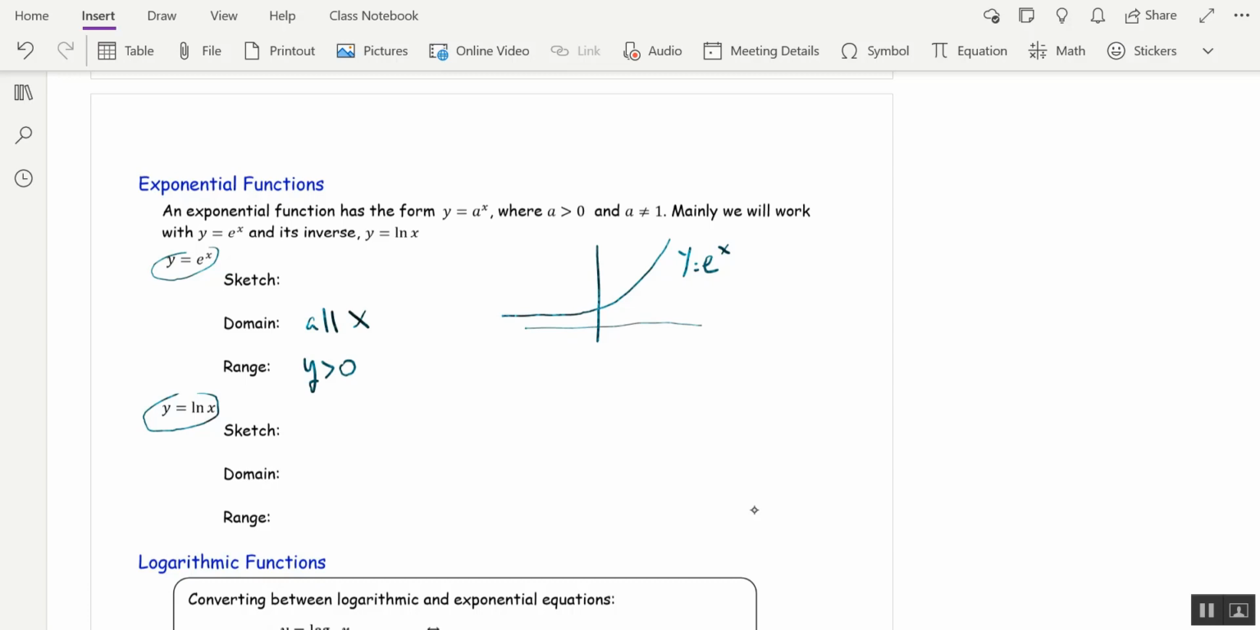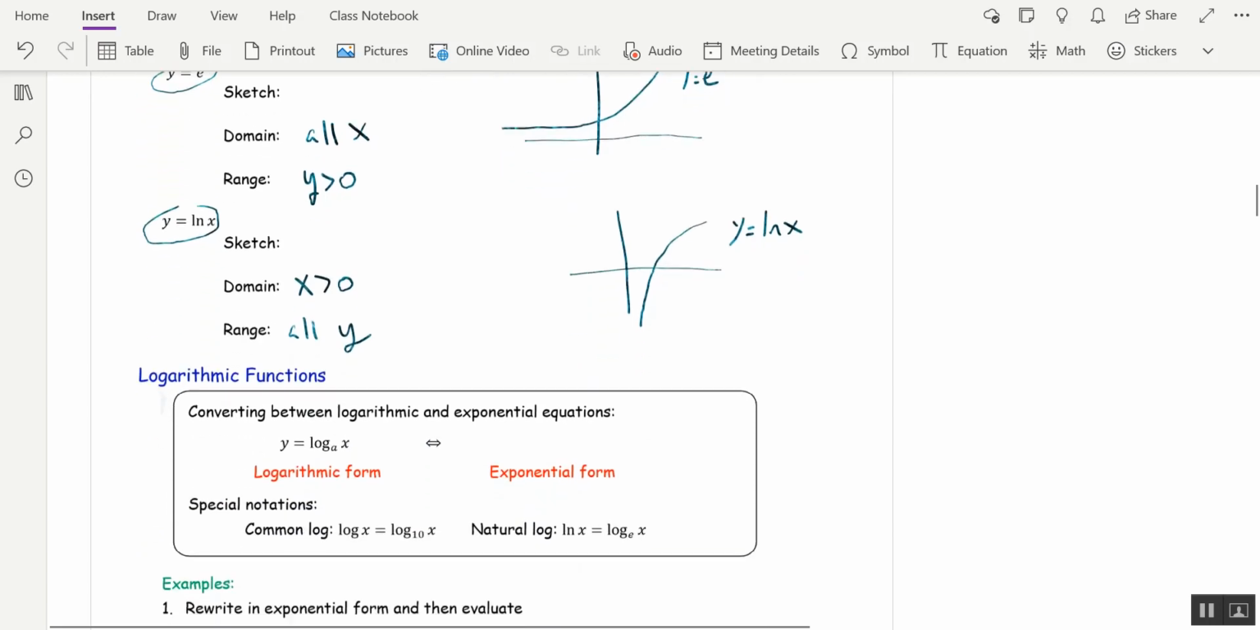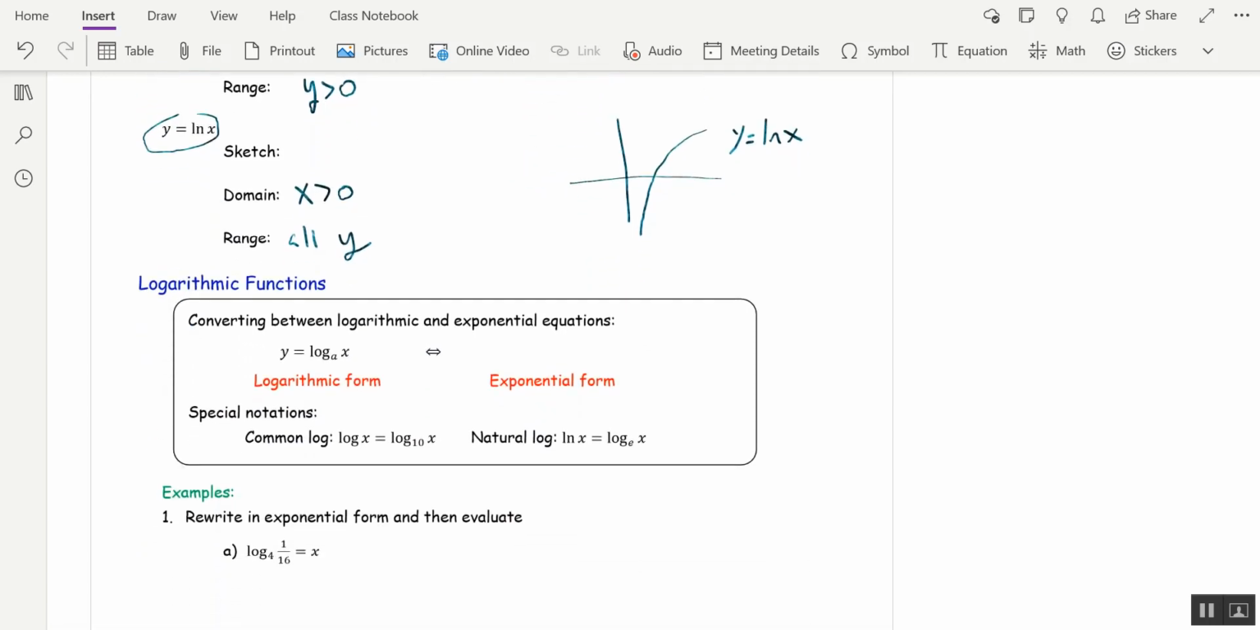Now, if we take that graph and reflect it around the line y equals x, we get the graph of ln x, which is the inverse of e to the x. Now, its domain is x strictly greater than 0, but the range is all y. All right, so let's look at logarithmic functions and properties of logs and equations with logs. Logarithmic equations have two forms, the logarithmic form and the exponential form. So if y is log base a of x, that means that a to the y equals x.